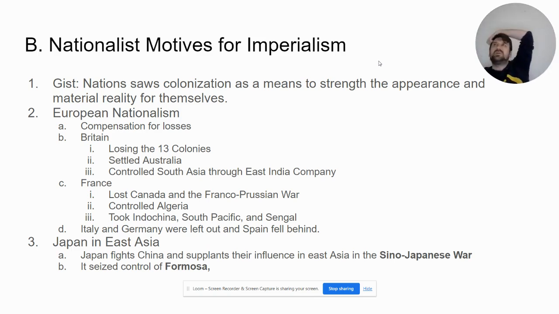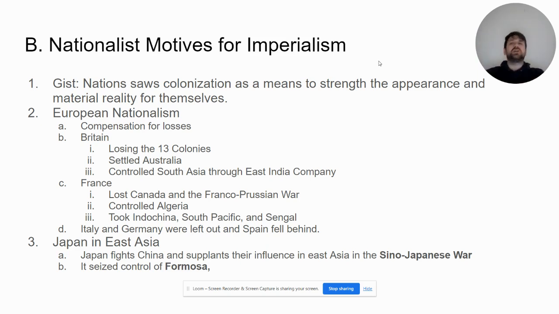In the meantime, France loses what becomes Canada and also a part of actual French territory in the Franco-Prussian War. AMSCO talks about how France continues to expand. In the 1830s, they come in to take over Algeria, which is in Mediterranean North Africa. And then Indochina, which is going to be the modern-day countries of Laos, Cambodia, and Vietnam, the South Pacific and Senegal, and other places in West Africa that also strengthen the French state.